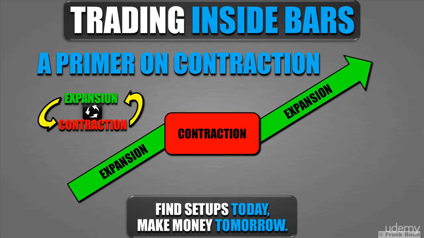Next, we'll take a quick primer on contraction. According to the expansion-contraction model, the 2 dominant phases of any market, we have expansion followed by contraction phases followed by continued expansion, which may or may not be in the direction of the original impulse.